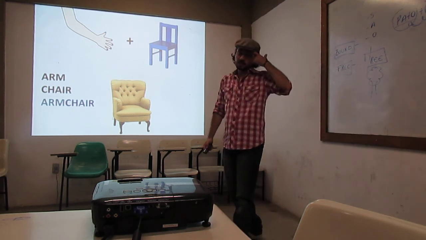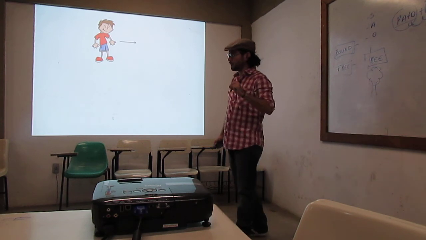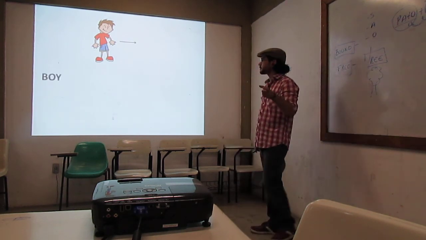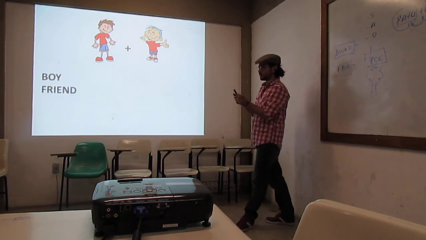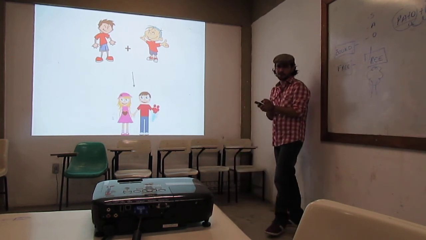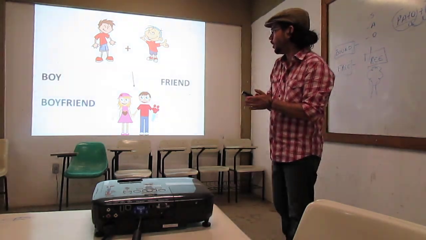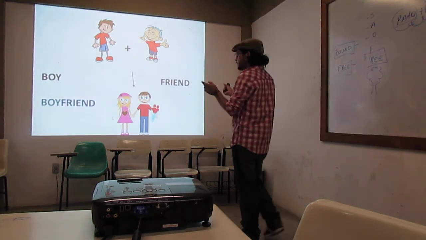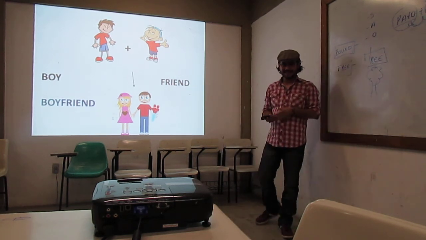Okay? It's totally different. The same situation happens if you take the word boy and you have another word, friend. But if you make the combination of these two terms, you have another one. It's like boyfriend, namorado. Okay? The same thing happens with girl. Girl plus friend. Grammatically, we have a new term, girlfriend or namorada. Okay?